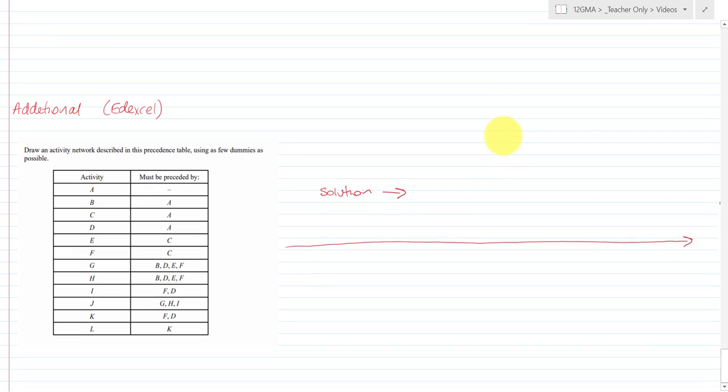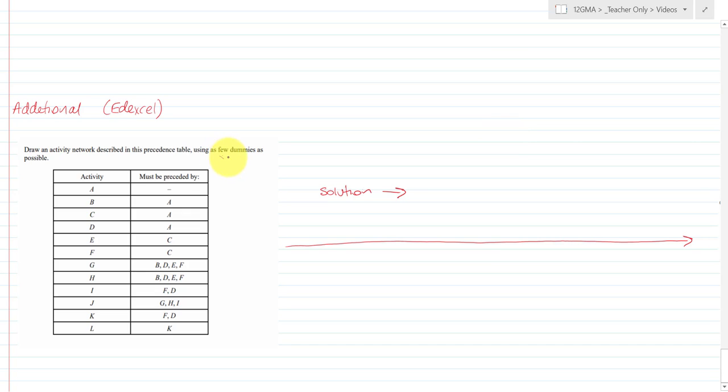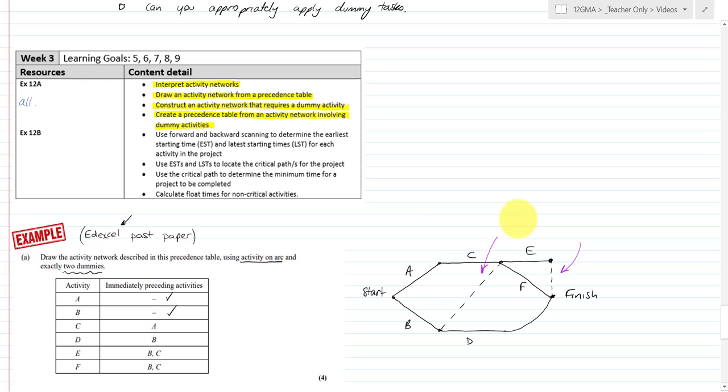And here's an additional example. The solution is over to the edge. So if you slide sideways, and it will also introduce that idea of multiple dummies for different situations. So it'd be worth having a go at that and having a look at the solution. Otherwise, we're at the point now where you can do exercise 12A. All the best.